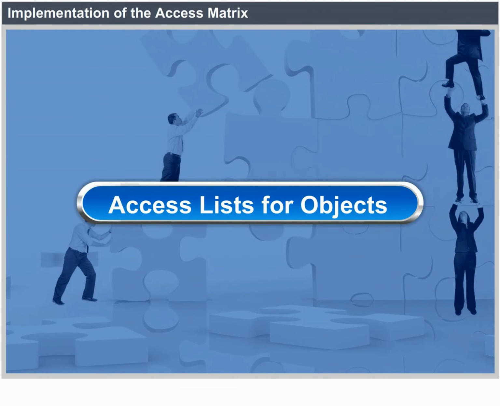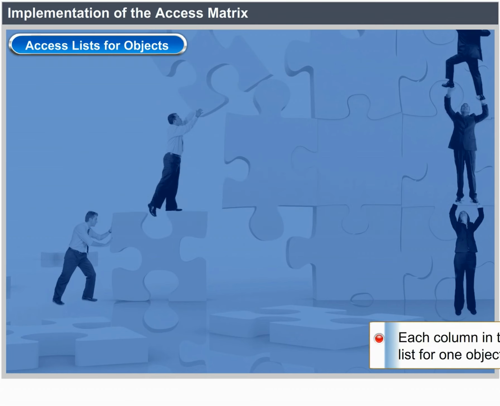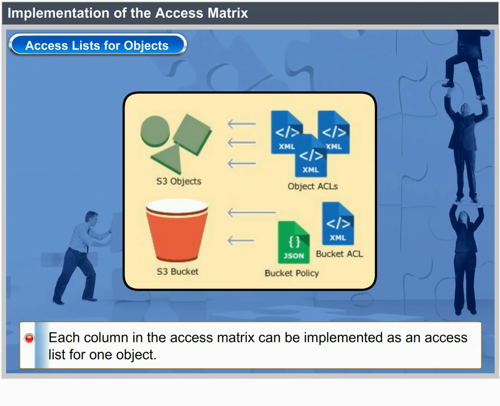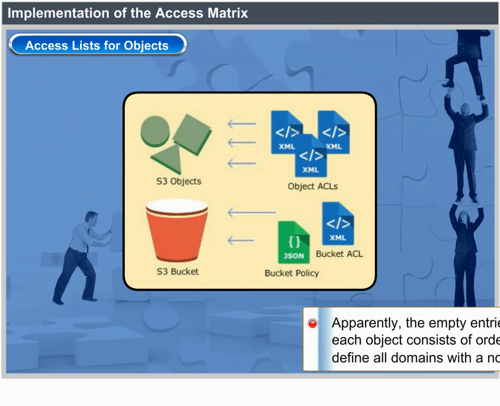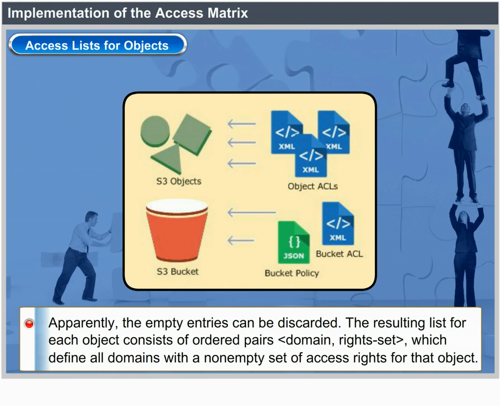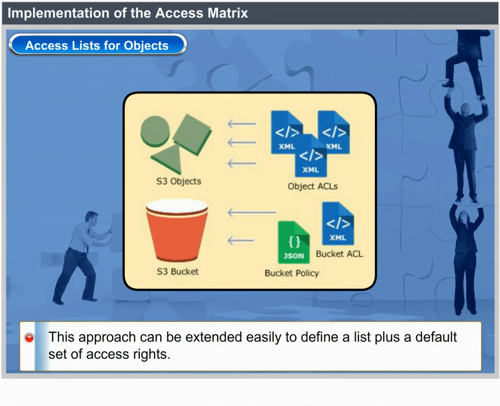Access lists for objects. Each column in the access matrix can be implemented as an access list for one object. Obviously, the empty entries can be discarded. The resulting list for each object consists of ordered pairs <domain, rights-set>, which define all domains with a non-empty set of access rights for that object. This approach can be extended easily to define a list plus a default set of access rights.